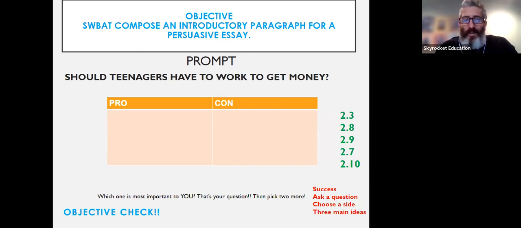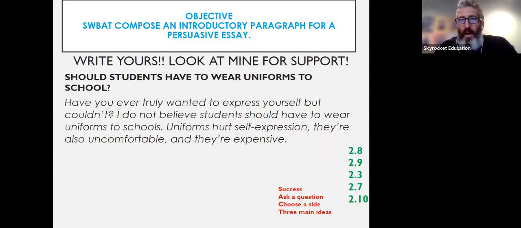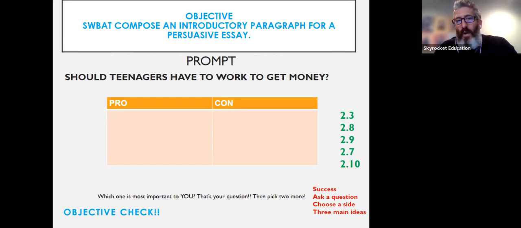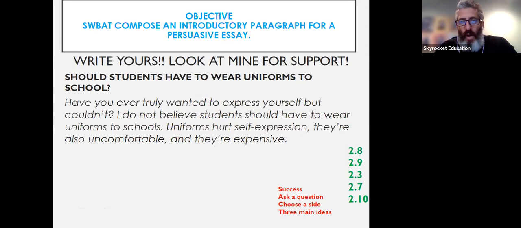You'll see that 2.8 up there, which is great. We always want kids working. We want them to have time to do stuff on their own. Should teenagers have to work to get money? They would do their pro-con chart, and then they would write their essays without support. They would do this on their own.